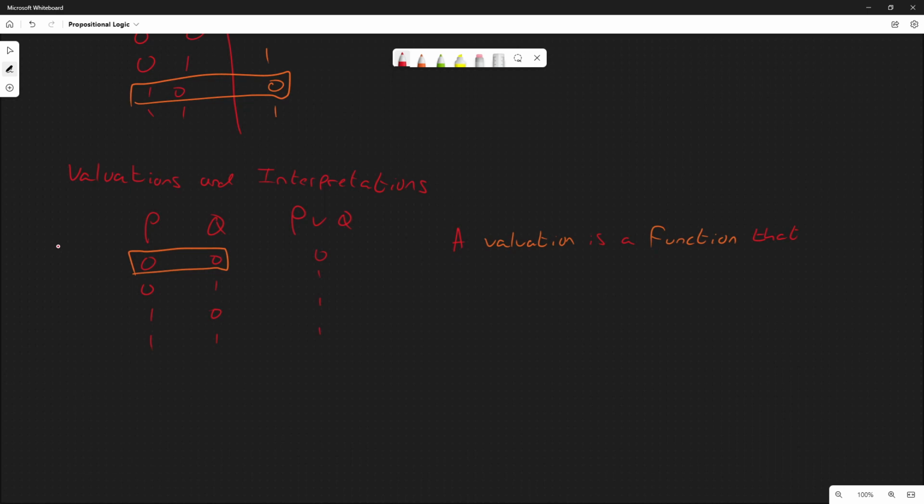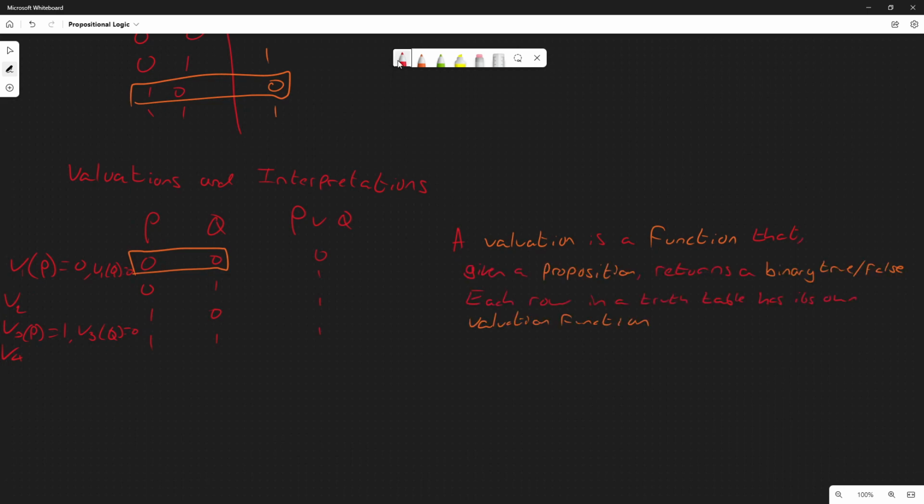So for example, say we have 4 valuation functions, v1, v2, v3, and v4, one for each row. Then v1 of p is 0, and v1 of q is 0, v3 of p is 1, and v3 of q is 0. So a valuation simply takes in a proposition and tells you what the output is, what it corresponds to. It maps this proposition to each of these values.